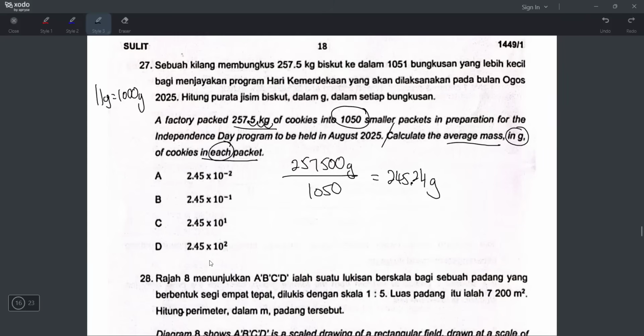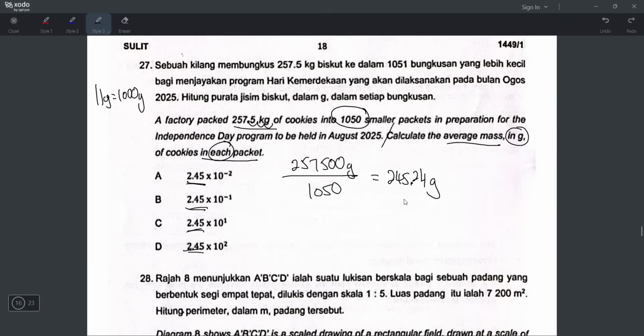There's no answer. Okay, actually there is an answer. It's just that they write in standard form. Yeah, because they write times 10 power. When you see 10 power like that, it means they write it in the standard form. In Bahasa Melayu it is bentuk piawai. Okay. And as you can see, all of this is 2.45.